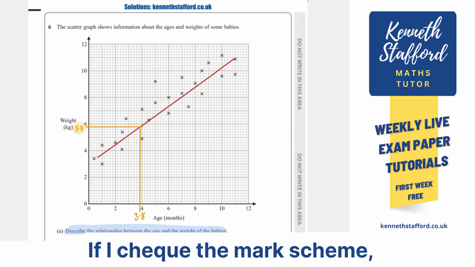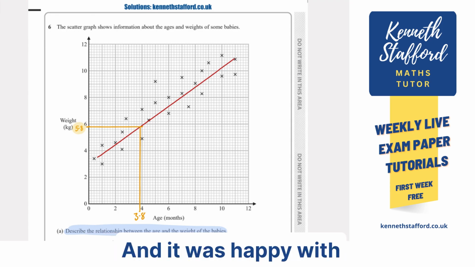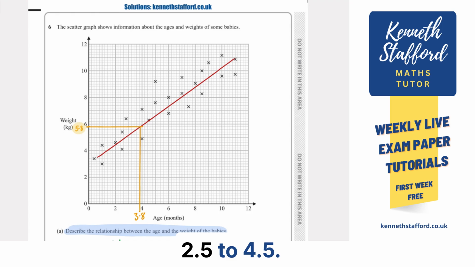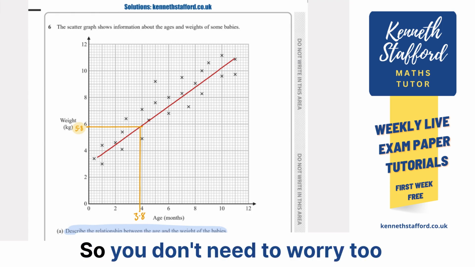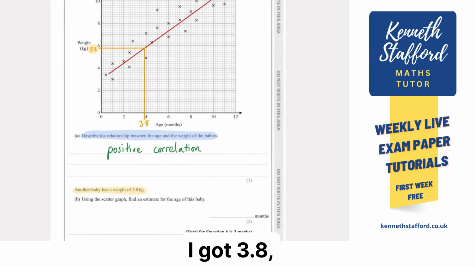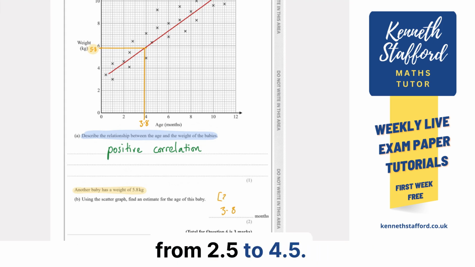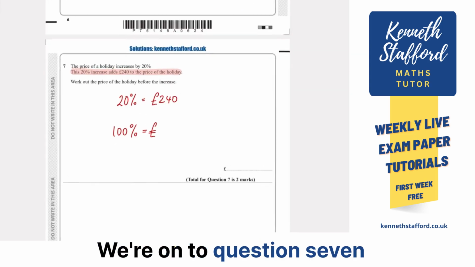If I check the mark scheme, it will tell us exactly what range we can be within. It was happy with 2.5 to 4.5. So you don't need to worry too much about how you draw it. I got 3.8, but it could have been anywhere from 2.5 to 4.5. And then we're done. We're on to question 7.